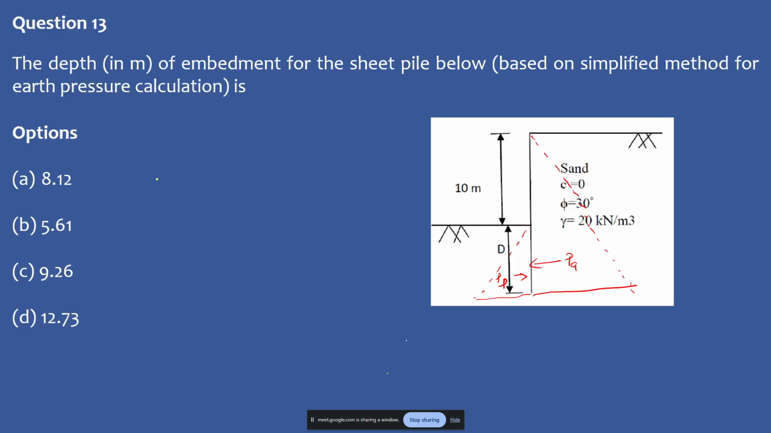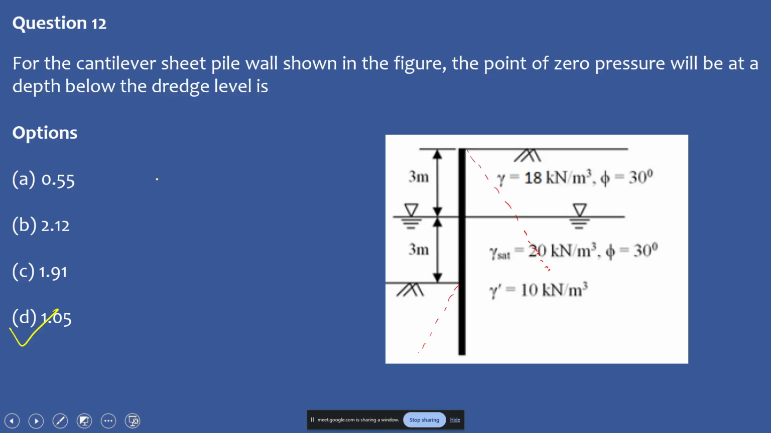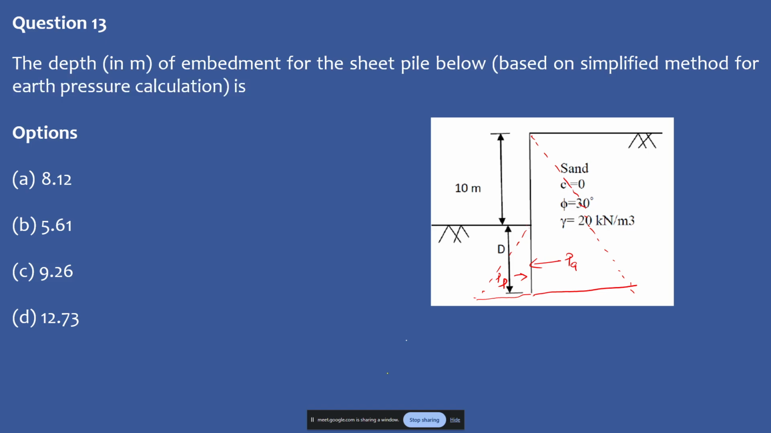In the last case, it is not mentioned, sir. Simplified approach is not mentioned. That is why it becomes complicated. Here we are assuming that. Yeah, here it is mentioned clearly, simplified approach. So yeah, then we can go with this. Okay, the answer is 9.26.